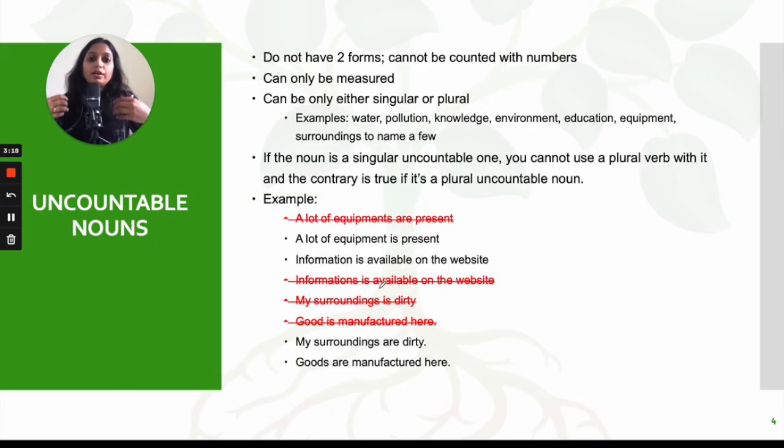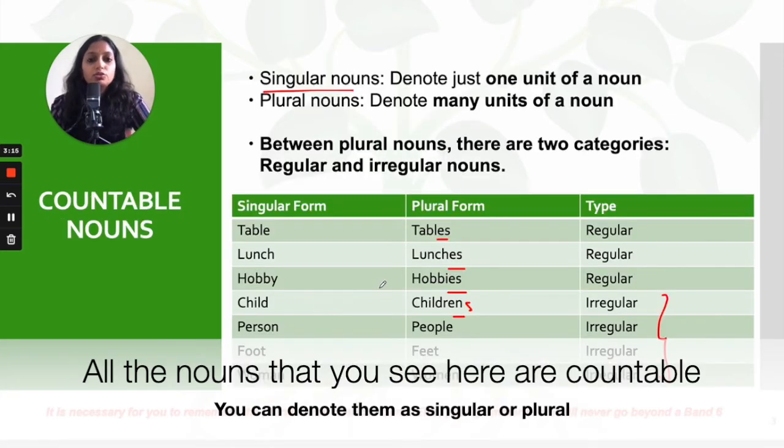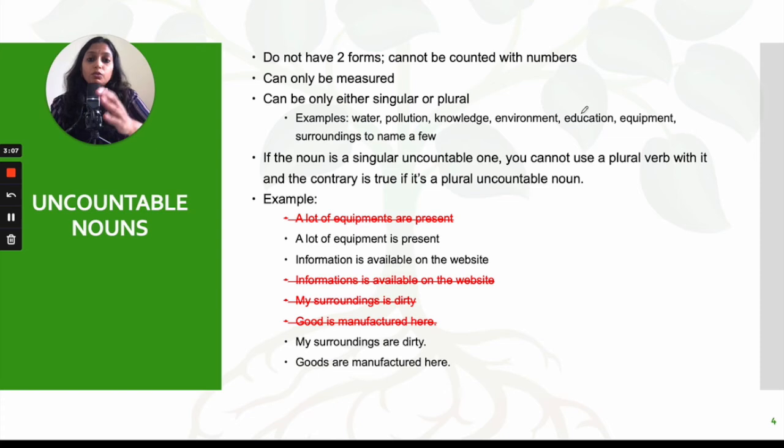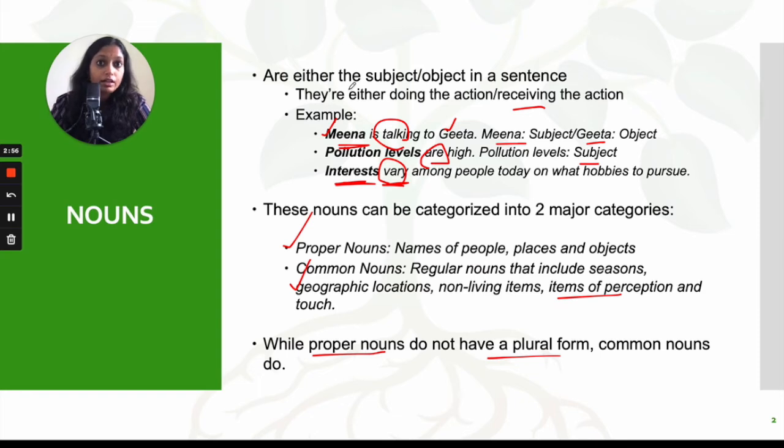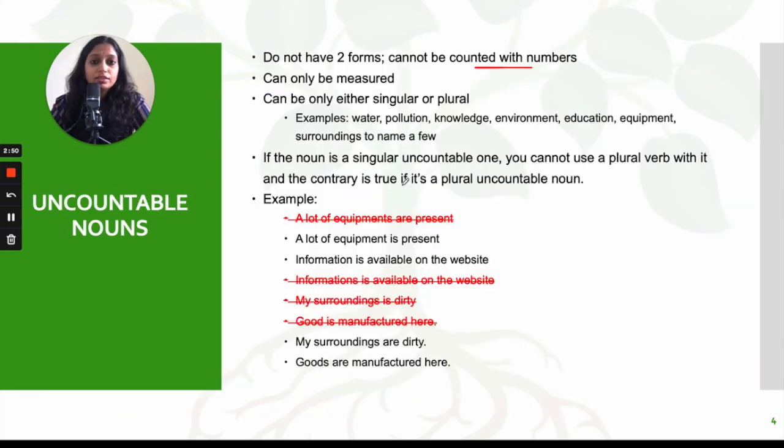Now, moving ahead to another category of nouns. All of these nouns that you saw in this table are all countable. So you can denote them as one unit or as many units. But with uncountable nouns, you cannot count them with numbers. You can only measure them. A classic example of an uncountable noun is pollution. Okay, that's uncountable. Take a look at other examples. Water, knowledge, environment, education, surroundings, goods, riches, equipment. All of these are examples of uncountable nouns.